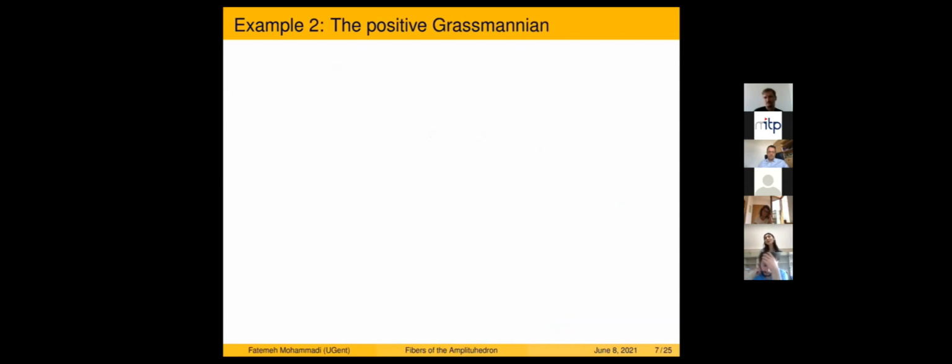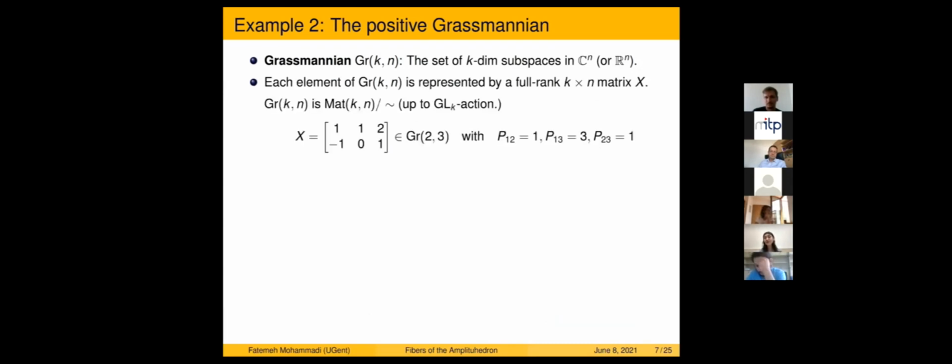The second example would be the positive Grassmannian, which we already saw many times, also yesterday. So what does it mean to define the positive Grassmannian? Let me first recall the notion of the Grassmannian Gr(k,n), which is the set of k-dimensional subspaces of n-dimensional space. You can take either complex numbers or real numbers to define the Grassmannian. Basically, every element of the Grassmannian can be represented by a full rank k times n matrix. Okay, and of course, two different matrices might lead to the same subspace.